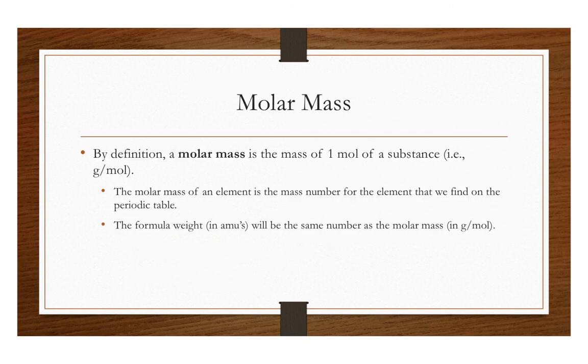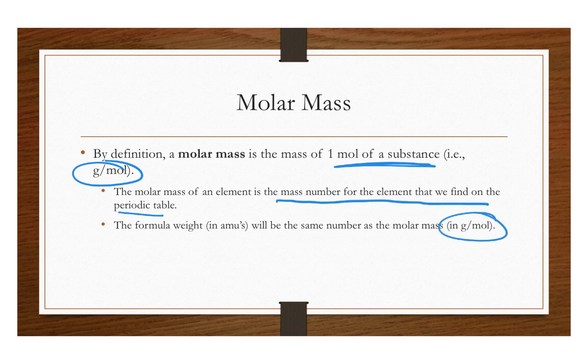So by definition, the molar mass is the mass of 1 mole of a substance, 6.02 times 10 to the 23rd particles of that substance. It usually is expressed in terms of grams per mole. The nice thing about molar mass is the molar mass of an element is simply the mass number that we find on the periodic table with the units grams per mole instead of AMUs. So AMUs for individual molecules or formulas, grams per mole for moles of things, for molar mass.